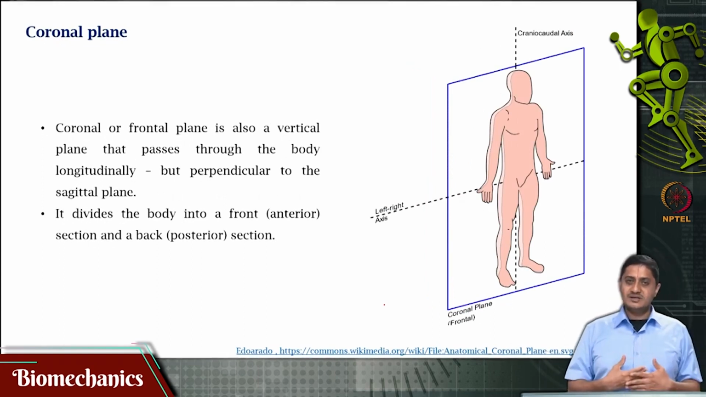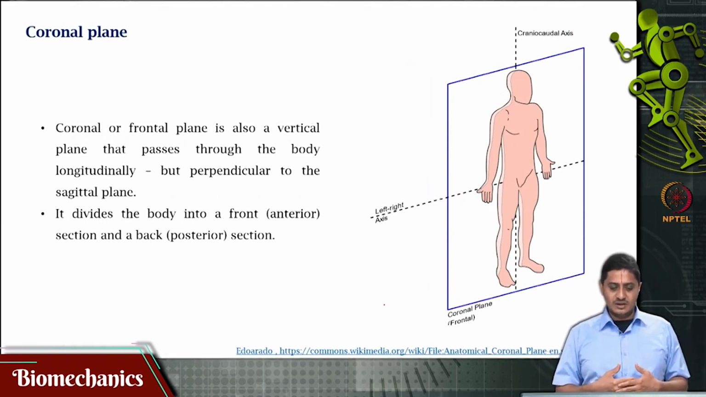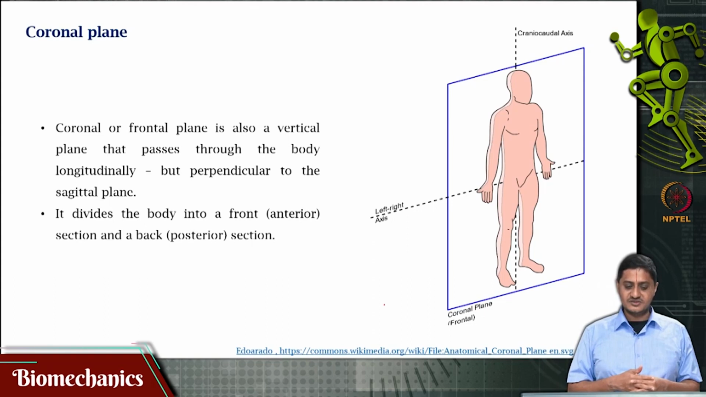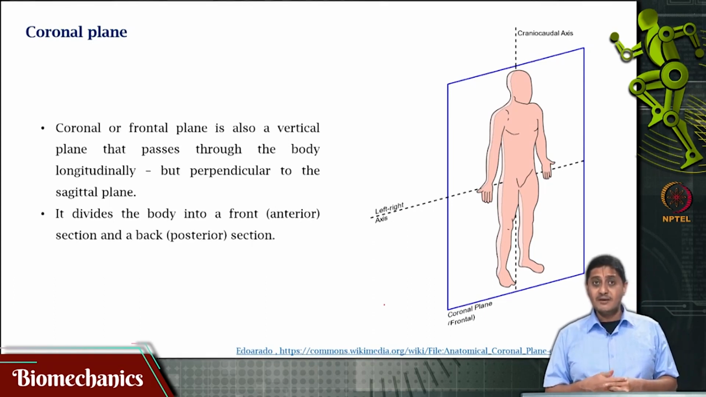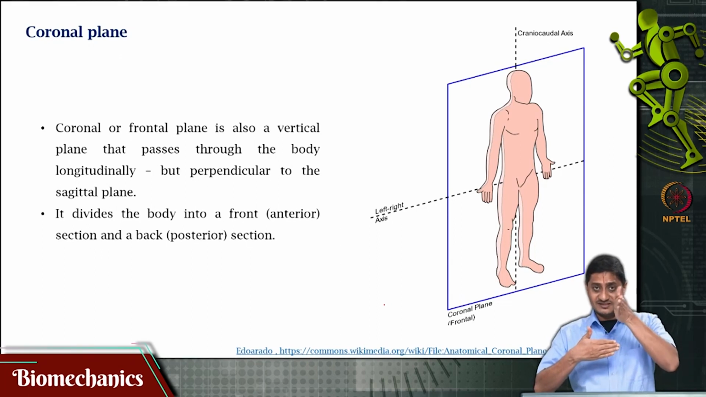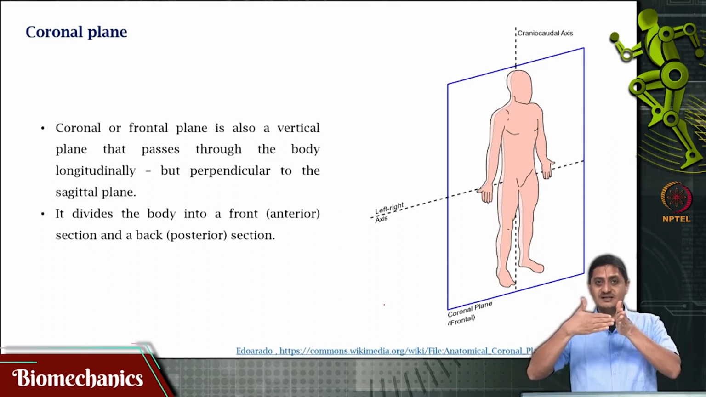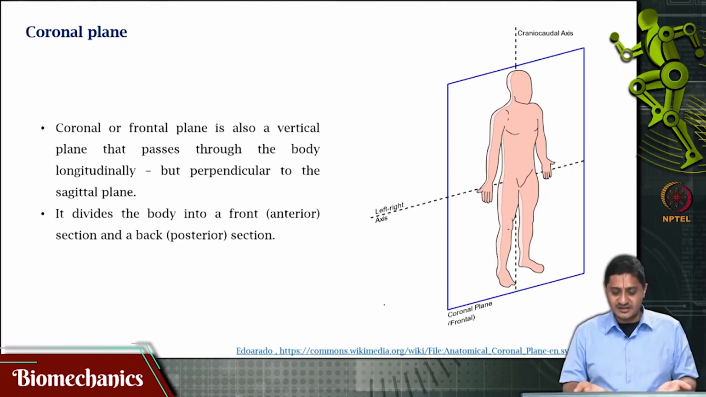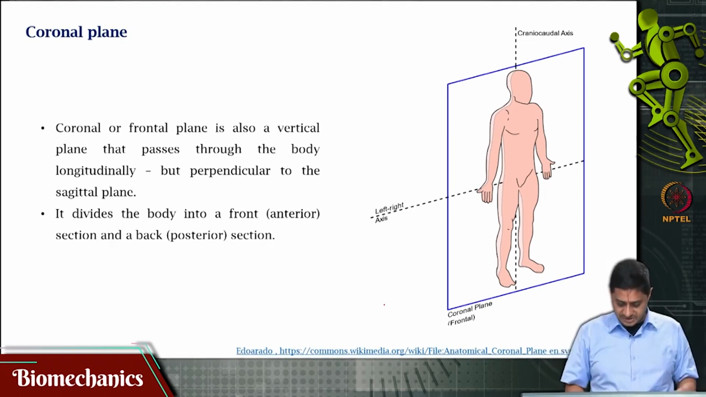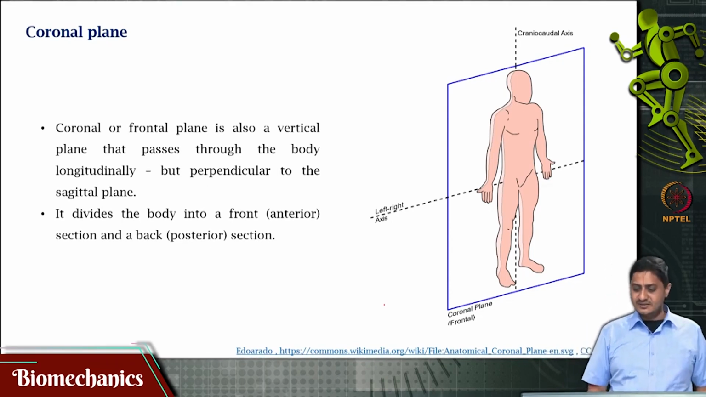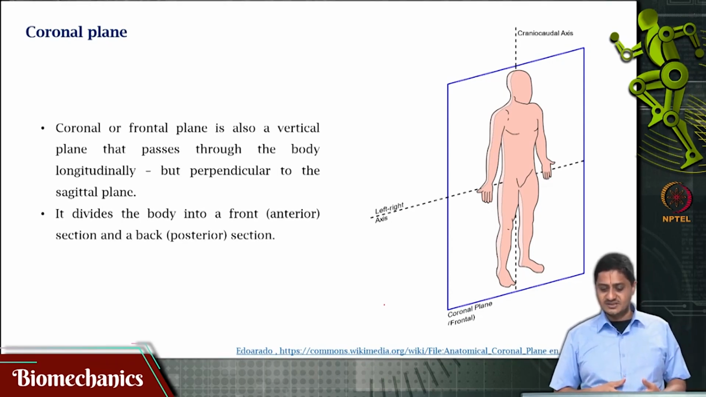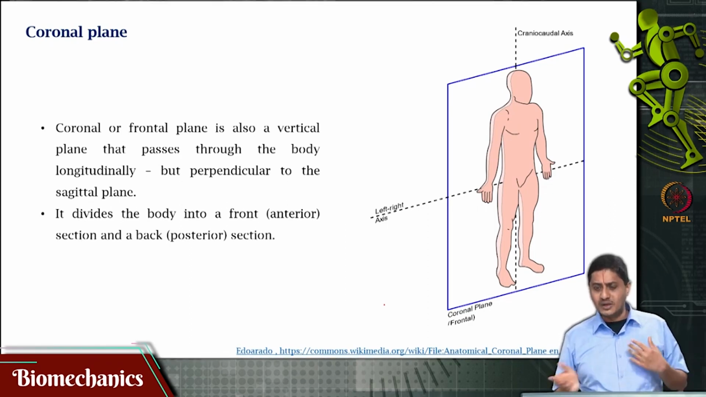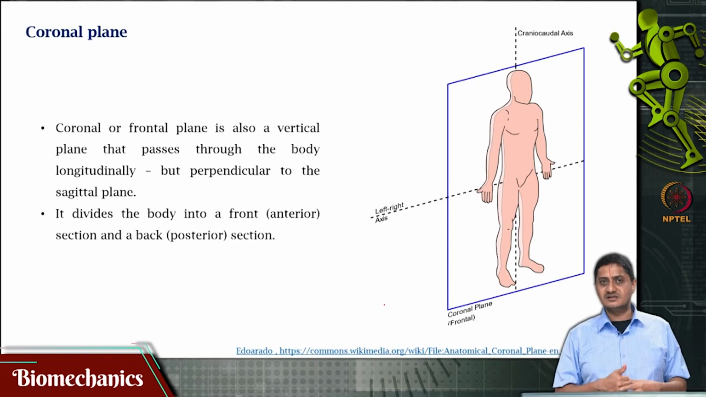Then you have the coronal plane that divides the body into the front portion and a back portion. It is also a vertical plane that passes through the body longitudinally, but this is perpendicular to the sagittal plane. Remember, this is the sagittal plane and this is the coronal plane or the frontal plane. These two are perpendicular to each other. It divides the body into a front or anterior portion and a back or posterior section. And this has two axes within it. One is the left right axis or the mediolateral axis, and the top bottom axis or the craniocaudal axis.